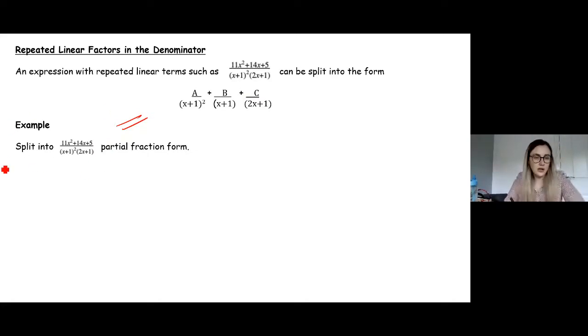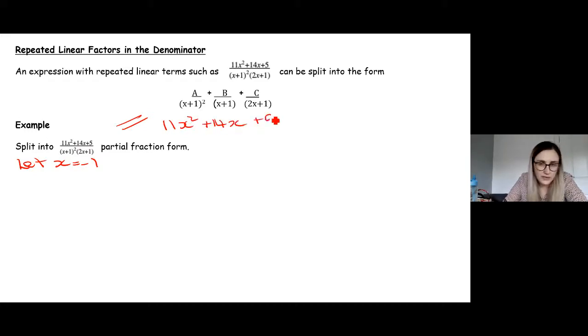Right. So first of all, then let x equal minus 1. Again, same thing, we're going to do that multiplied by that side. If I write out that here, sorry, so 11x² + 14x + 5 equals A. So anything other than them, so that's going to be the 2x + 1. Anything other than that one, so that's going to be one of them and one of them.